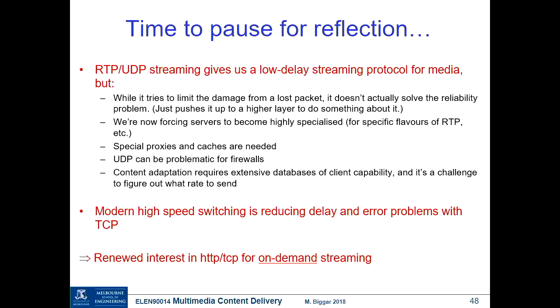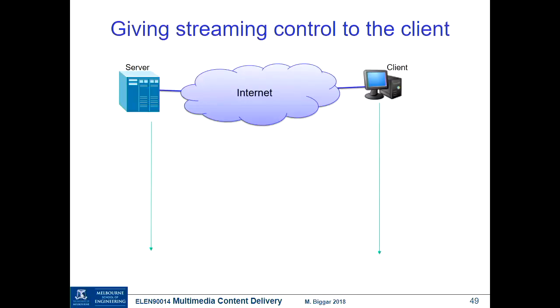But we still do need RTP, UDP, and we still definitely use it for conversational services. There's no way of avoiding that short delay requirement, and so FaceTime and Skype use RTP, UDP. But let's investigate this further to see how HTTP, TCP can be used for on-demand services. The technology that's associated with it is called adaptive bitrate streaming. It has various names, but we'll use that one.